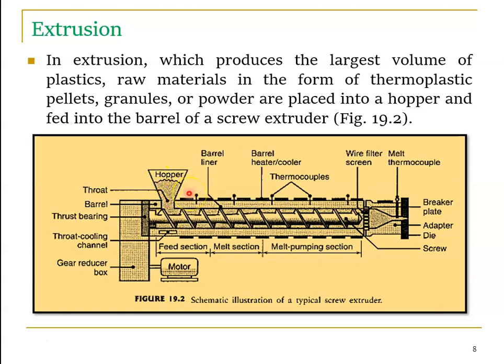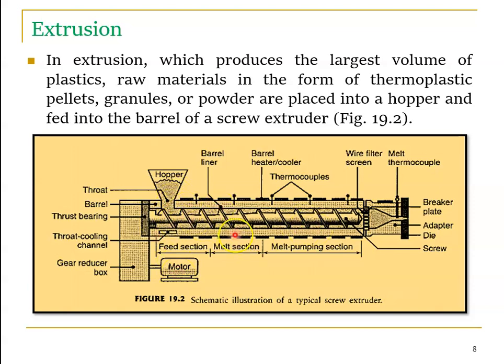The hopper is where we can store the raw material. This is one of the screw extruders, and from this figure you can easily understand the extrusion process. From the bottom we have a motor and a gear reduction box, which is used to reduce the speed of the screw. It is connected to the motor, and we have bearings. The raw material is fed into the hopper, the motor power is on, and the material is extruded.